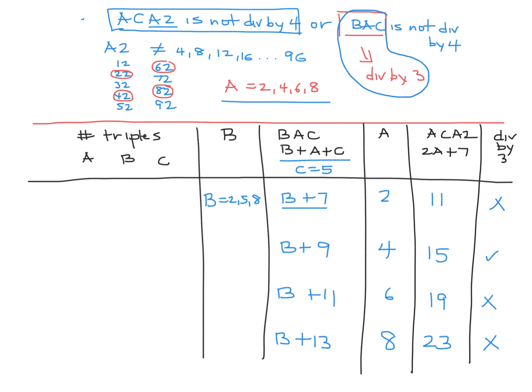So the number of values for A, we have 1, just 2. The number of values for B, we got 3. And the number of values for C is just 1. So the number of triples, it looks to me, is 3. You got it? Okay, so the next one, same kind of story here.